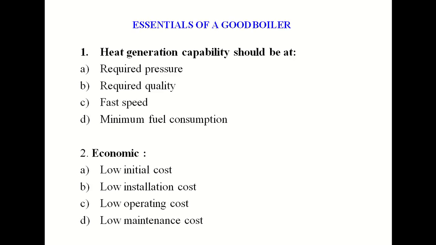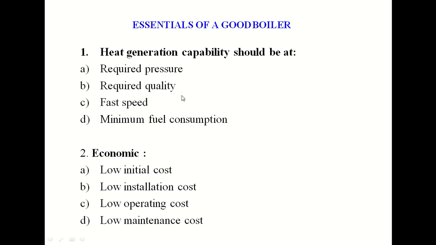Now some essentials of a good boiler. The first one is heat generation capacity: required pressure, then required quality, fast speed, and minimum fuel consumption. So first, about the required pressure: whatever pressure will be required for power generation, that will be delivered by this boiler. Okay, this is the main.